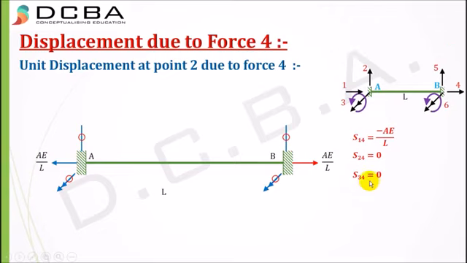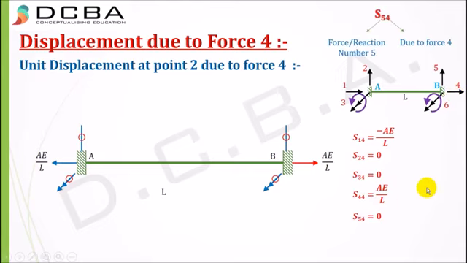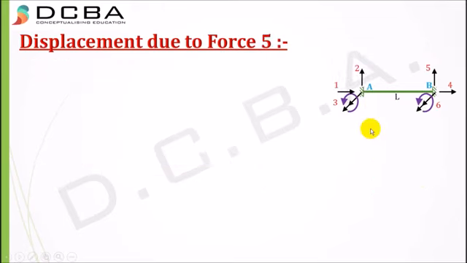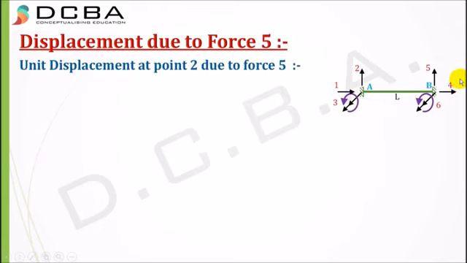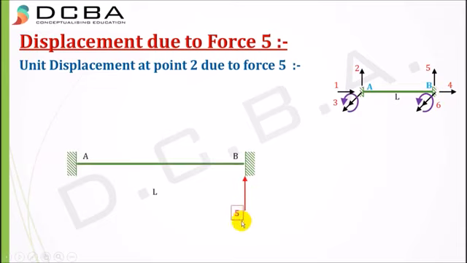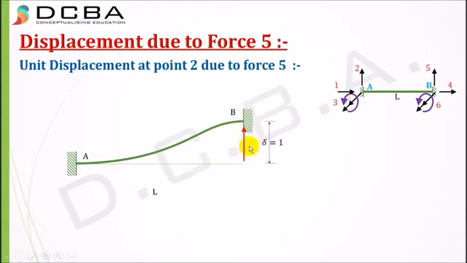S34 is also 0. S44 is AE/L, which is the force itself. S54 is 0. S64 is 0. This forms the fourth column of my stiffness element matrix. Displacement due to force 5. Unit displacement at point 2, that is this point, due to force 5. This is my force 5, and let us see how it displaces my beam. My beam gets displaced like this, a unit displacement, and the force causing this unit displacement is given as 12EI/L³.